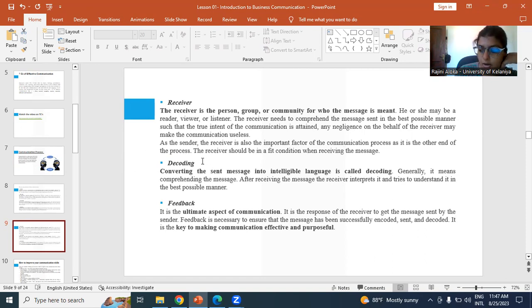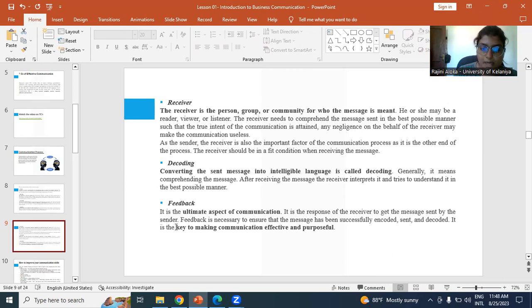Then we have decoding. Converting the sent message into intelligible language is called decoding. Generally, it means comprehending the message. Decoding means understanding the message. After receiving the message, the receiver interprets it and tries to understand it in the best possible manner.